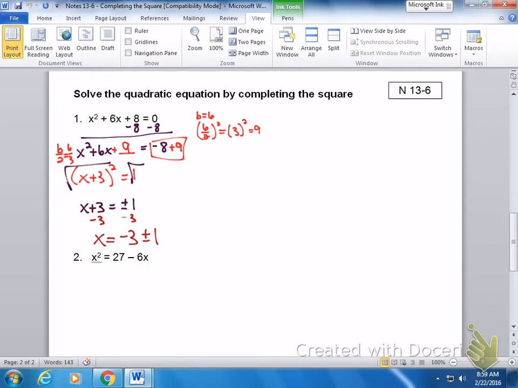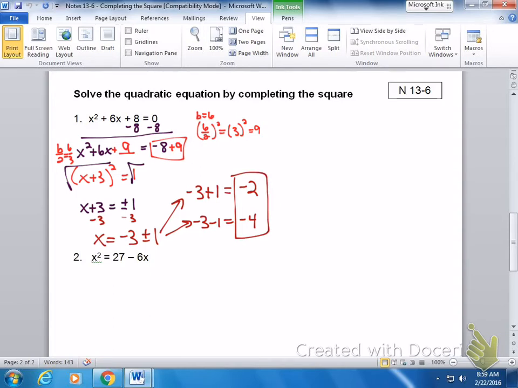Now this one came out nice, so I want both answers. That's negative 3 plus 1 and negative 3 minus 1. So negative 3 plus 1 is negative 2. Negative 3 minus 1 is negative 4. So there are your solutions.